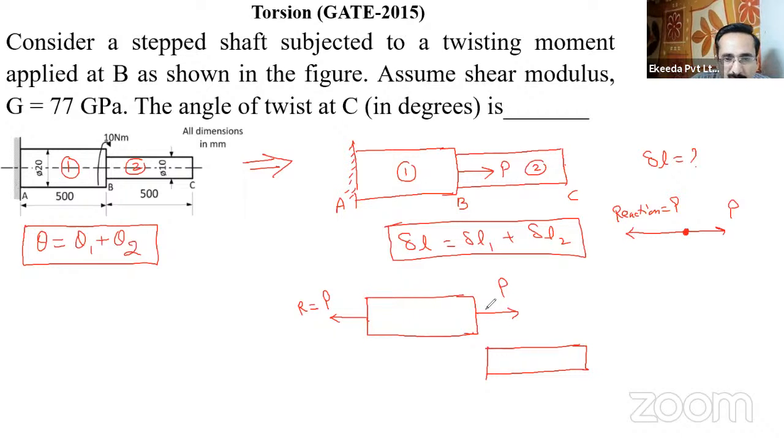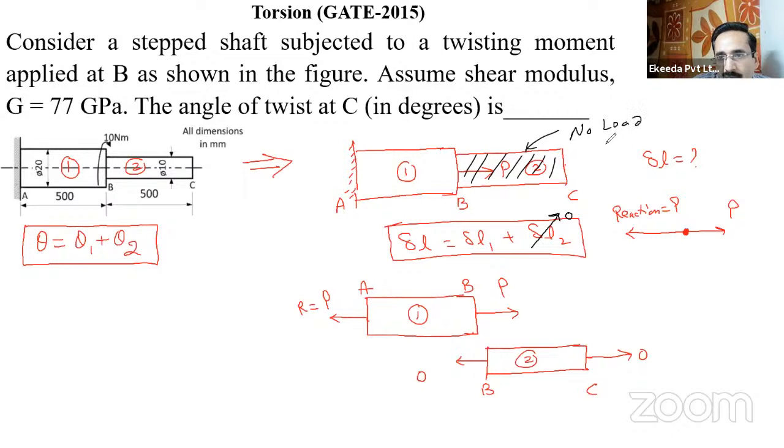If we have applied the load P at point B, it means that there is no load on the second part of this bar. Here there is zero load, and here also zero load. It means that delta 2 is 0, because there is no force applied on part two. It is freely hanging, so there is no deformation of this part. So delta L will be equal to delta L1 only.